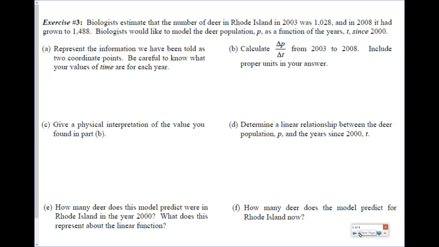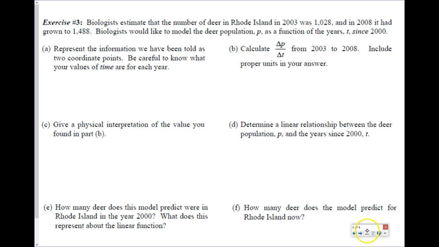Exercise 3, I believe, is just one big problem. No, we've got 2 more problems left. Okay, so exercise 3. Biologists estimate the number of deer in Rhode Island in 2003 was 1,028. In the year 2008, it had grown to 1,488. Biologists would like to model the deer population as a function of years since 2000.